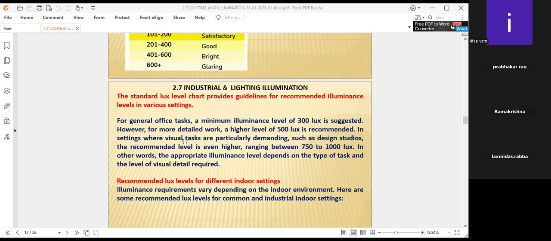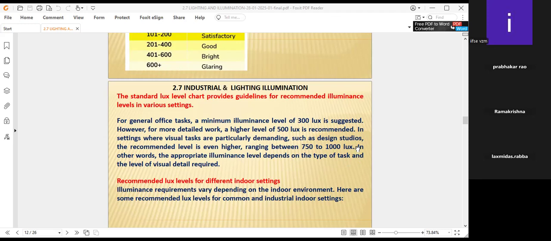In settings where visual tasks are particularly demanding, such as design studios, as I told, the recommended level is higher, ranging from 750 to 1000 lux. See, for example, 750 means above brightness. That is why design studios have a higher recommended level. In other words, the appropriate illuminance level depends on the type of task and the level of visual detail required.